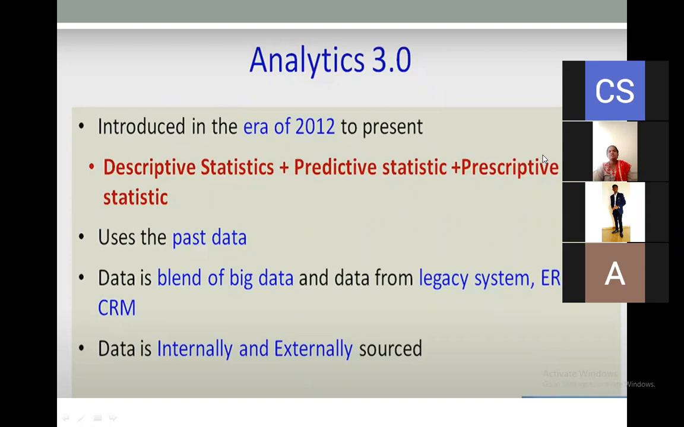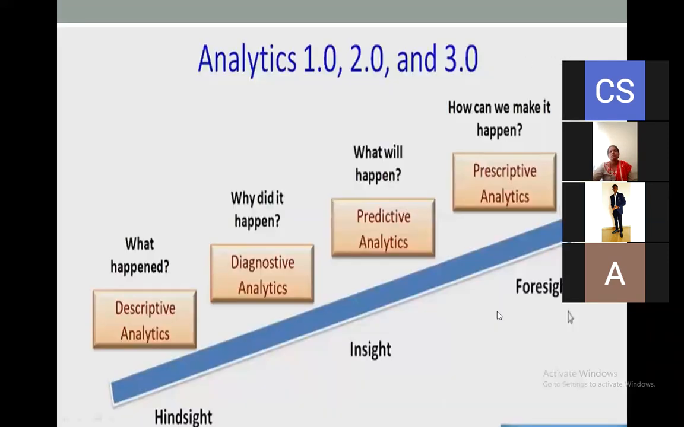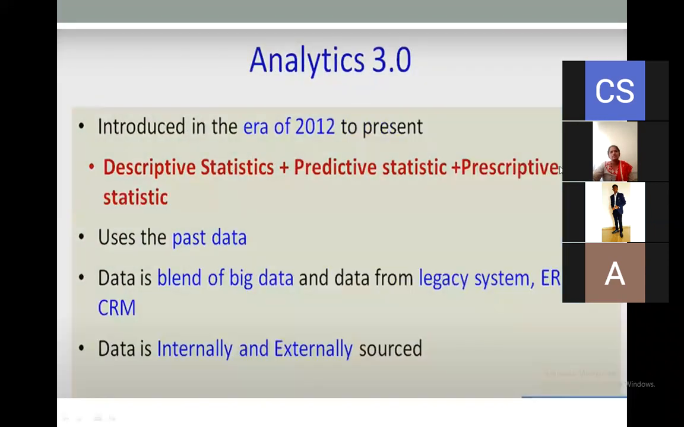Diagnostic means why this particular thing happened. What will happen is predictive. And in prescriptive, it means how we can make it happen. So all types of analytics are performed in Analytics 3.0: descriptive, diagnostic, predictive, and prescriptive. All these types of analytics are performed in Analytics 3.0.